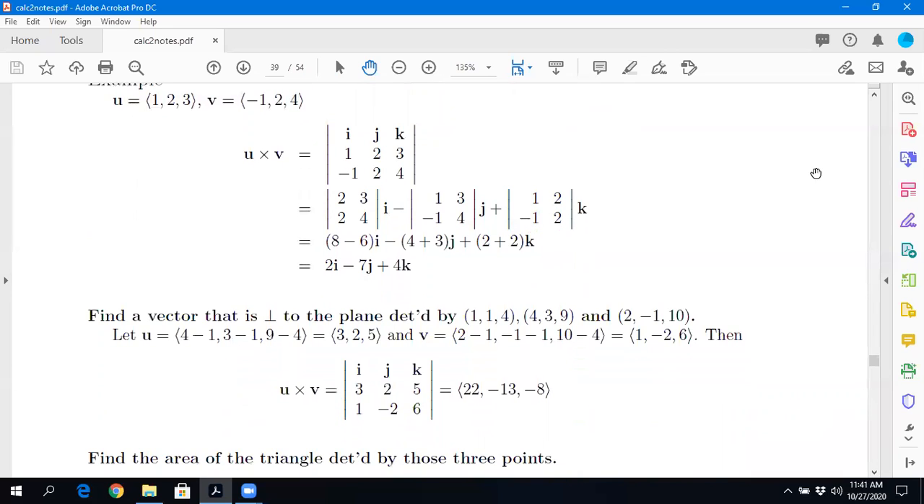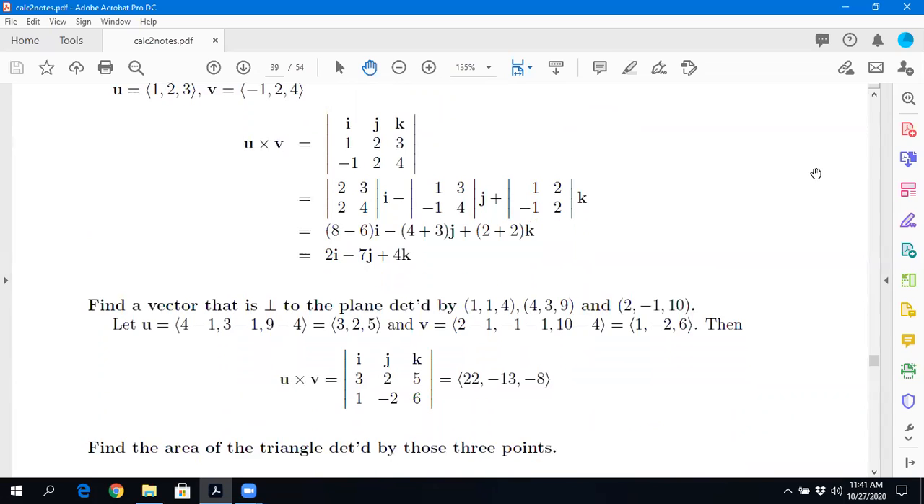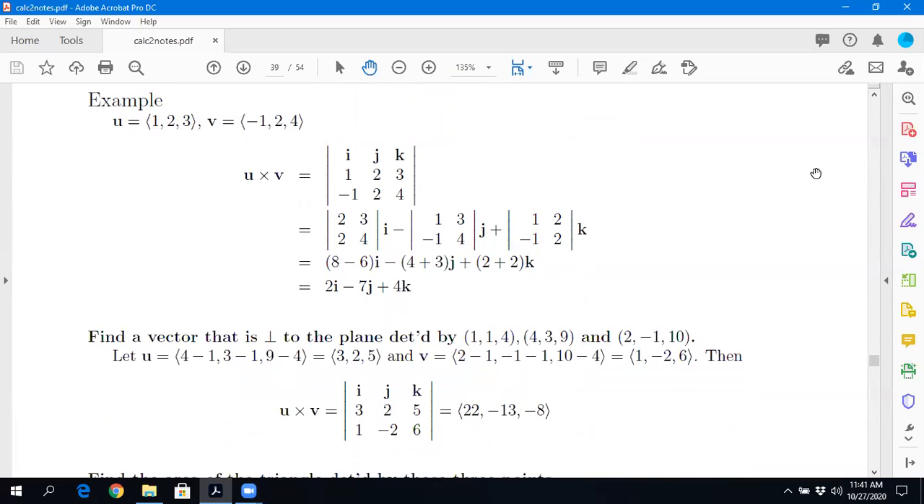Find a vector that is perpendicular to the plane determined by those points: -1, 1, 1, 4, 4, 3, 9, and 2, -1, 10. So I'm asking you to find a vector that is perpendicular to that plane in 3-dimensional space that would have those 3 points in it, provided that those points aren't collinear or something. And I start doing a little computation here.